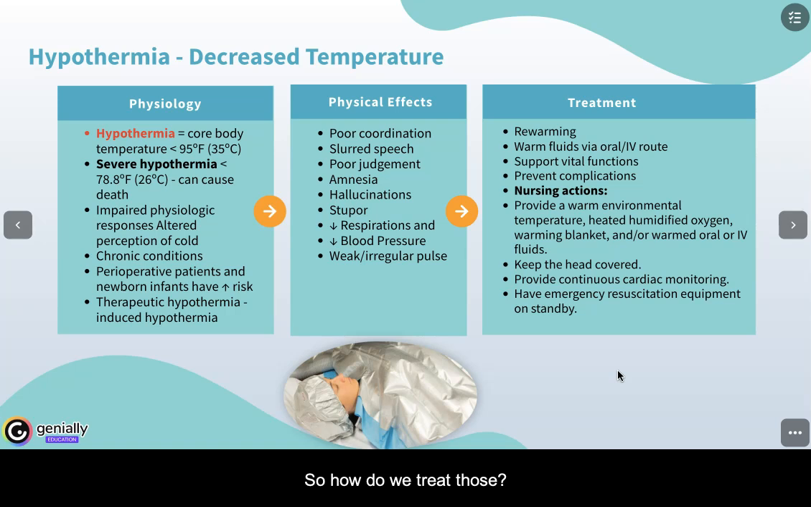So how do we treat this? We warm the patient up. We put warming blankets, heating pad, whatever it takes, we warm them up. Warm fluids via oral and IV route. Support their vital functions. If their blood pressure is low, try to maintain that. Try to maintain all the other vital signs. Try to help their body stay in homeostasis. Prevent complications by monitoring them frequently.